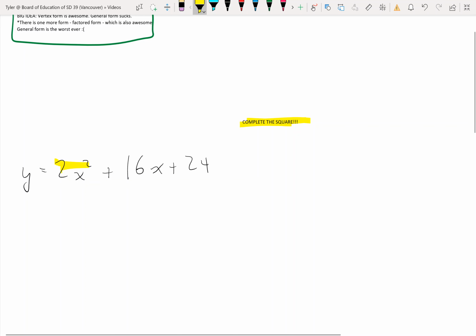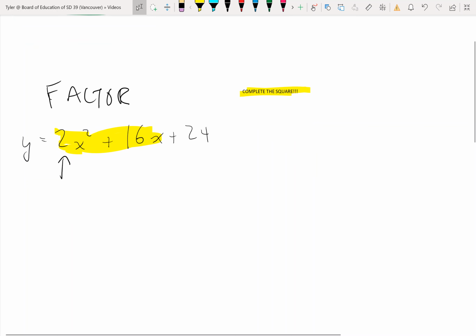We are going to focus on these two things, okay? This number at the end, whatever it is, the constant, doesn't matter. Leave it alone, ignore it, okay? If you have a value of a here, something in front of the x squared, you must factor it. Okay, you always have to factor it to complete the square. So let's factor this one first.